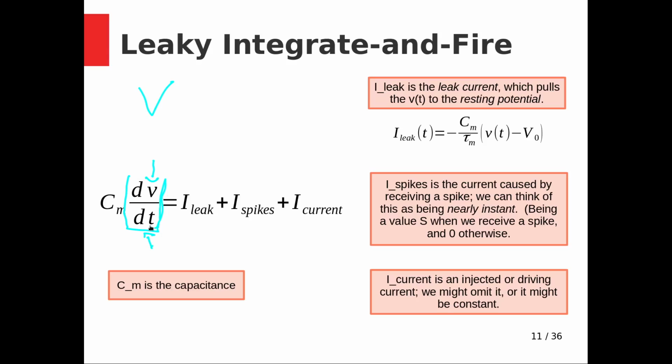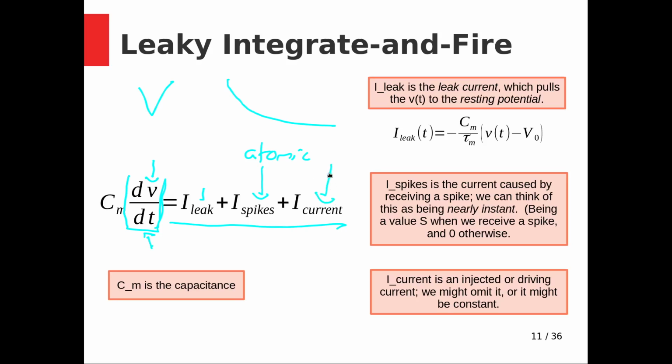Another thing that makes it simple is that a lot of the terms that influence V are fairly simple. Each one of these I's is a current. We have current from leak, being the thing that pulls it down to its resting potential. We have current from spikes, which are usually going to be treated as atomic deposits of energy. When you get a spike, in the time step you get it, you add a certain value, and that's it. There's no sort of time dynamics of that. It just happens at a certain point.